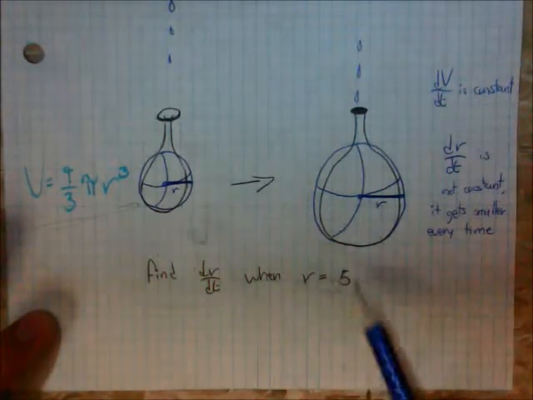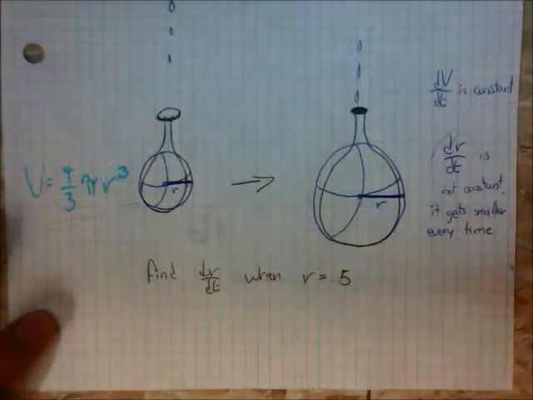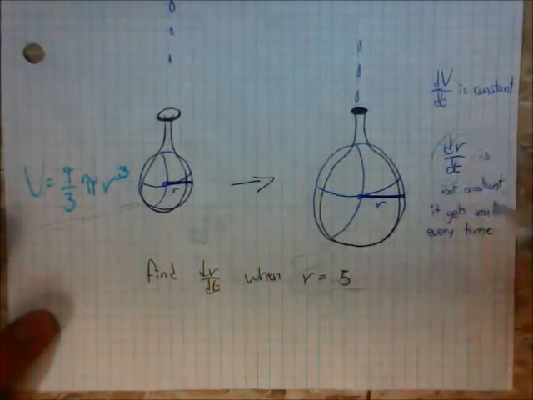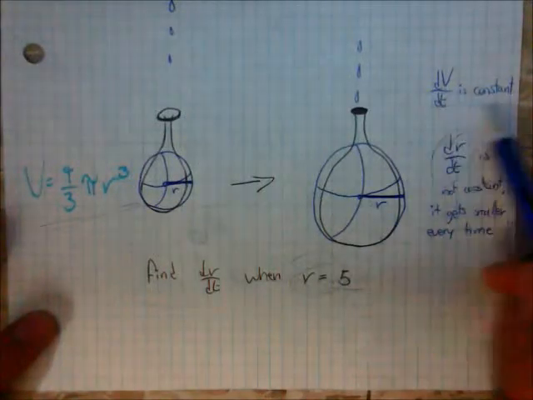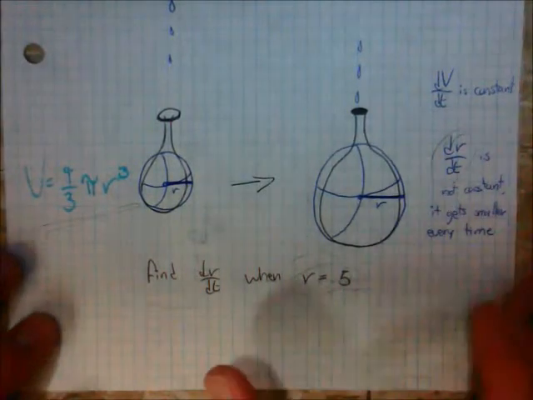So this is pretty straightforward, but you just realize that the dr/dt is not actually constant because it gets smaller every time. So they have to specify you a time or r to find the dr/dt, because otherwise it would be changing. And dV/dt is constant. You know that you're filling the balloon at a constant rate, so you're good there.